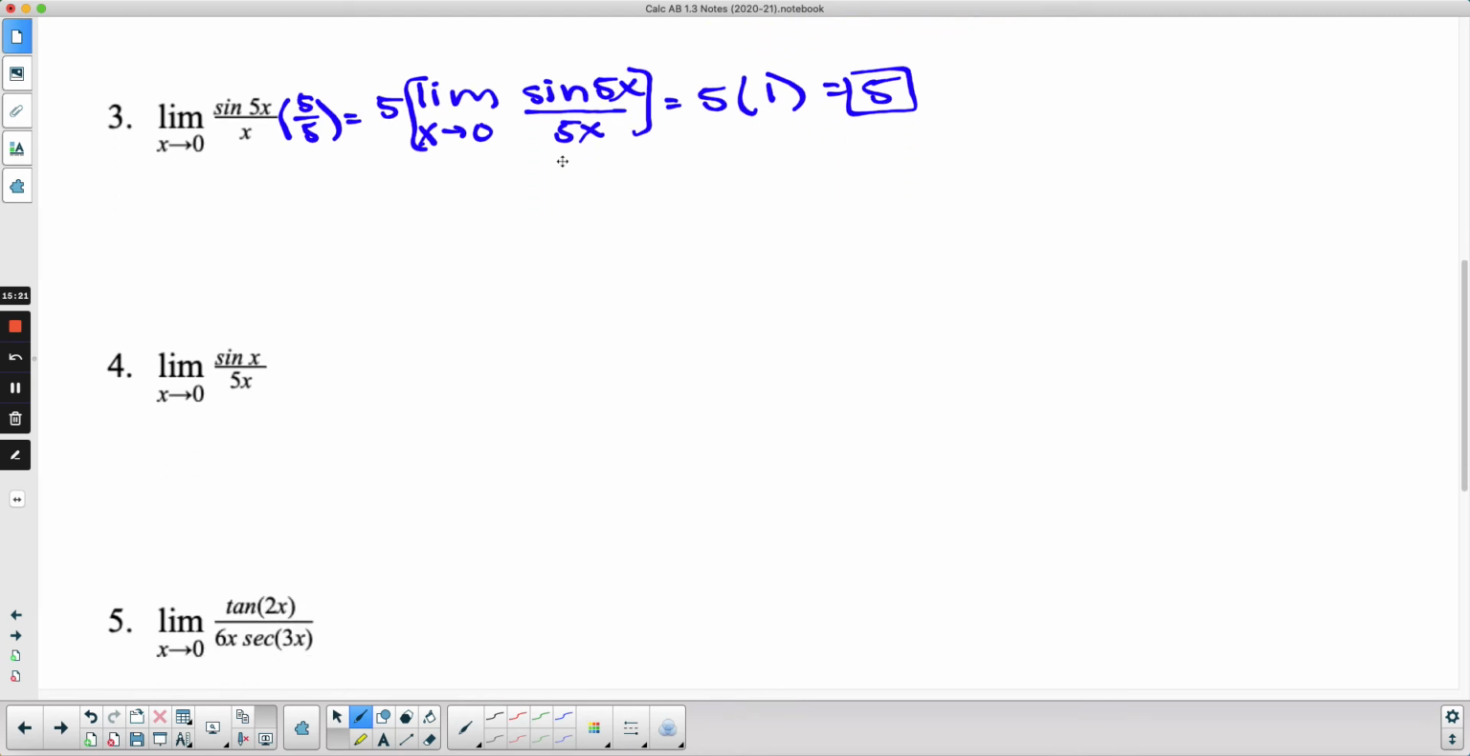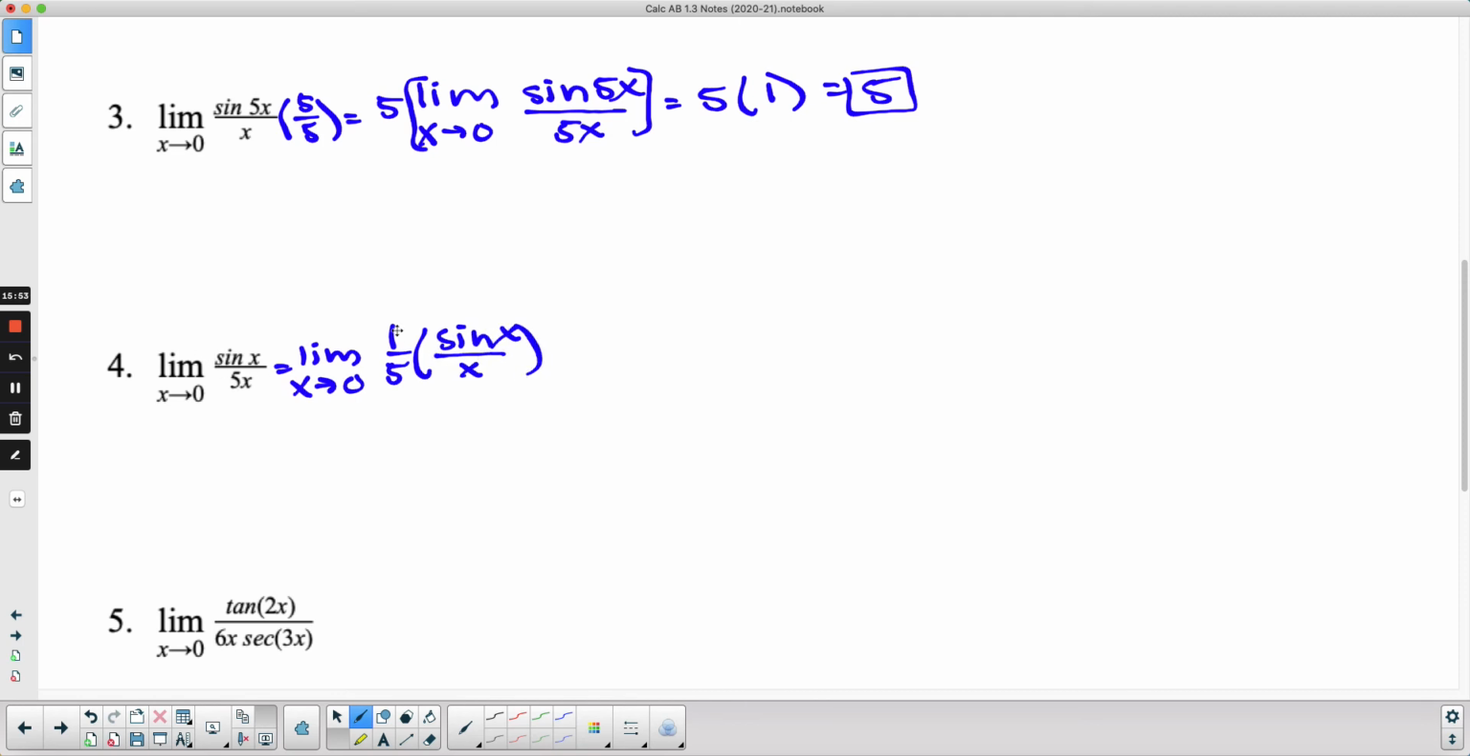Number 4 looks kind of the same, and people on this one are tempted to try and get the inside here to be a 5x, but you can't really do that because you can't just put something inside of a sine function and keep everything the same. An easy thing here is to remember that this 5 on the bottom is only attached to this x. So this is the same as saying 1/5 times sine of x over x.